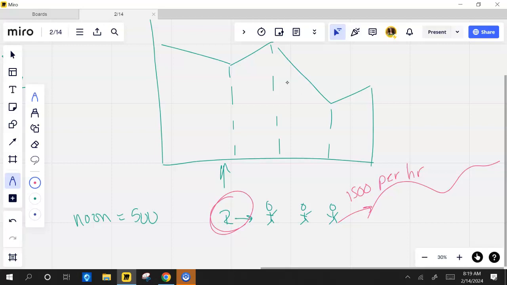Okay, so now that we know that, how many people are waiting in line at 5 p.m.? Well, you got... That's how many, that's 150.